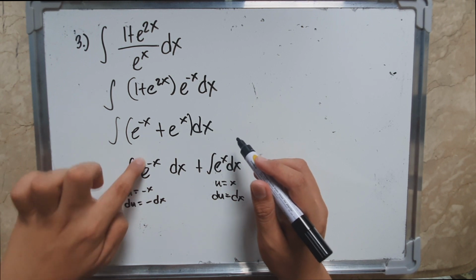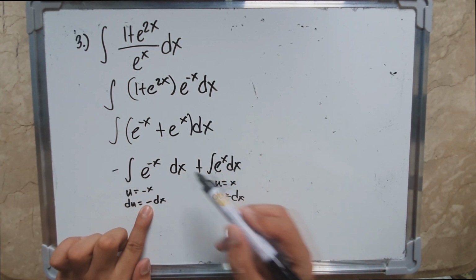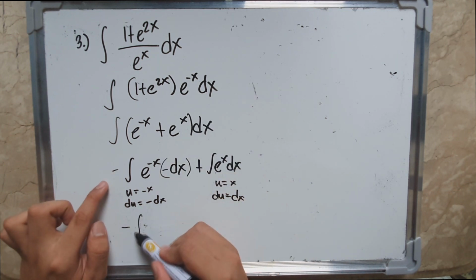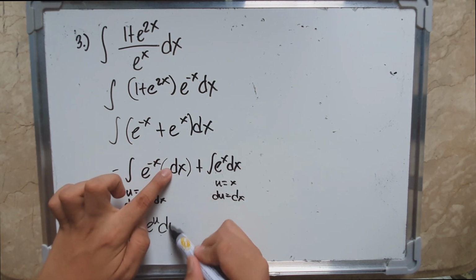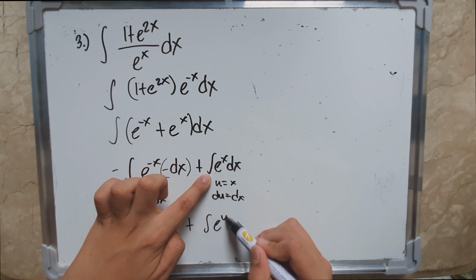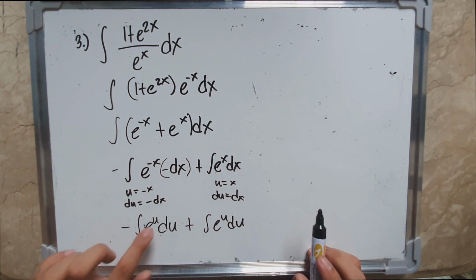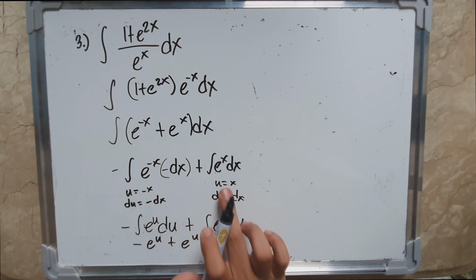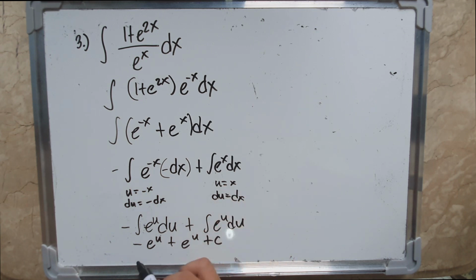How about this one? We need a negative. So if we place a negative outside, we would also place a negative inside. This is now negative integral of e to the u du plus integral of e to the u du. Integral of e to the u du, negative e to the u plus e to the u plus c. What are the u here? The u here is negative x and the u here is positive x. So our final answer will become negative e to the power of negative x plus e raised to the power of x plus c. Our final answer.